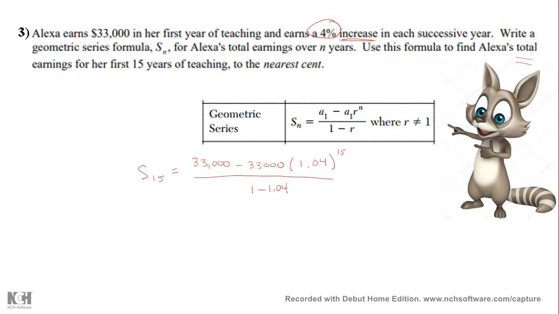And then it's just a matter of putting this into your calculator. When you put it in your calculator, you end up getting $660,778.39. And that is the total amount that she's made throughout those 15 years.